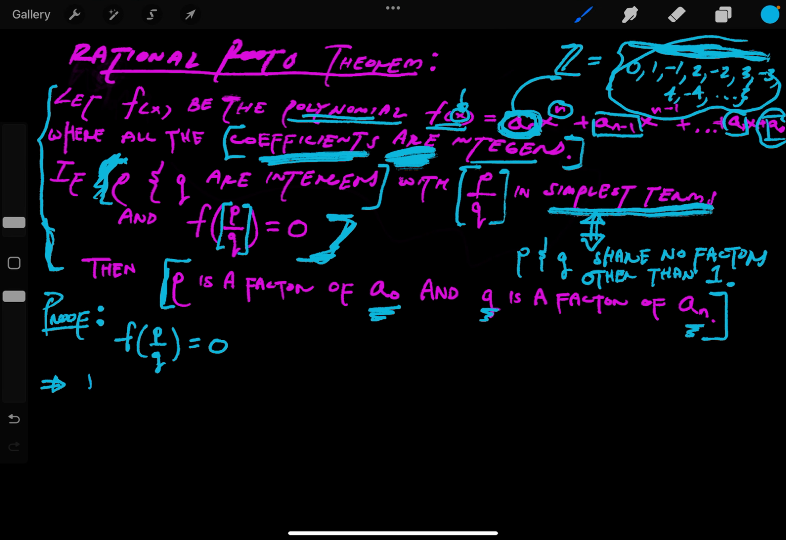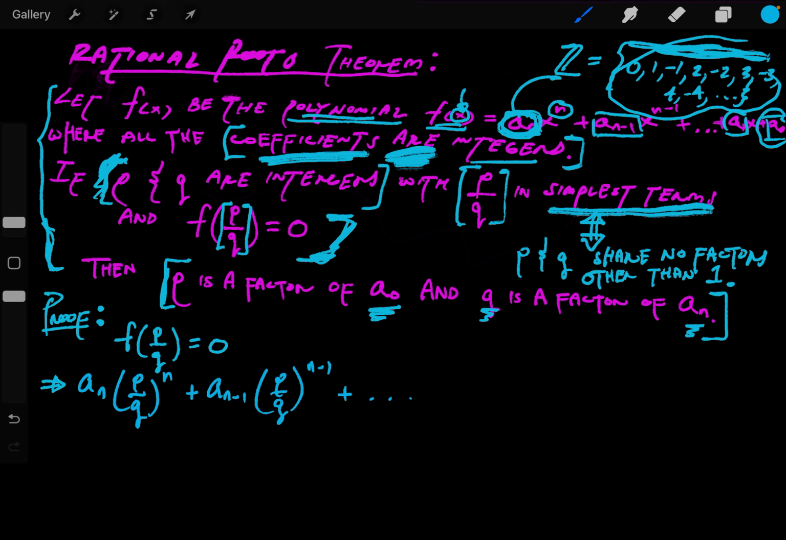Okay, so if I start writing, what I'm going to have is a sub n, and then instead of writing x, I write p over q to the n, plus a sub n minus 1 times p over q to the n minus 1, and then I go all the way down to a sub 1 times p over q to the 1, plus a sub 0. All of this has to equal 0, because I just substituted for what this is with this, right?